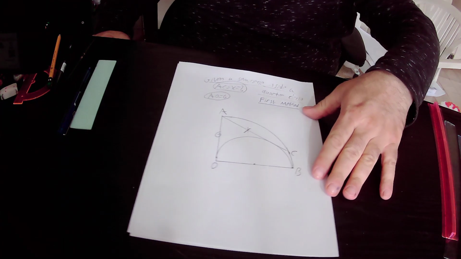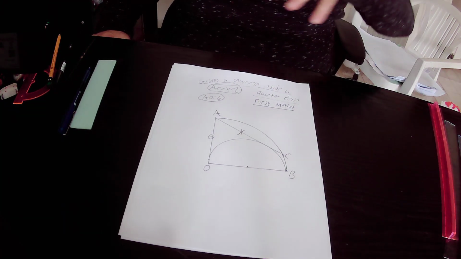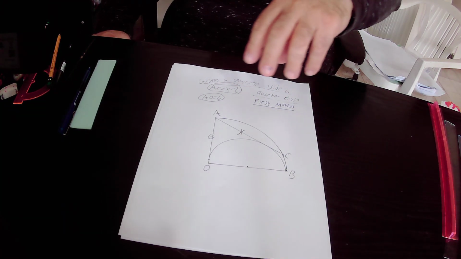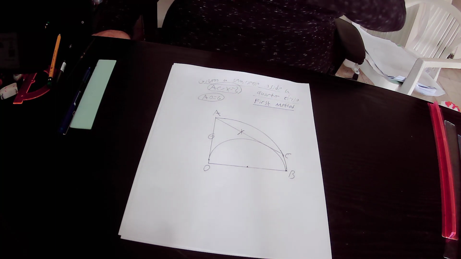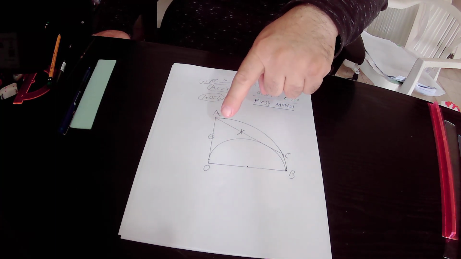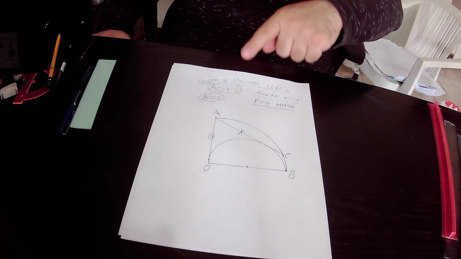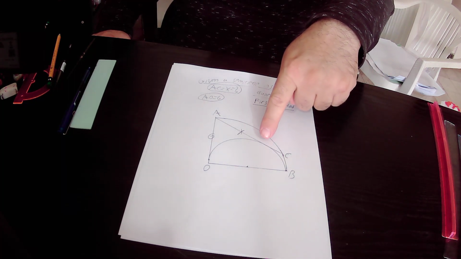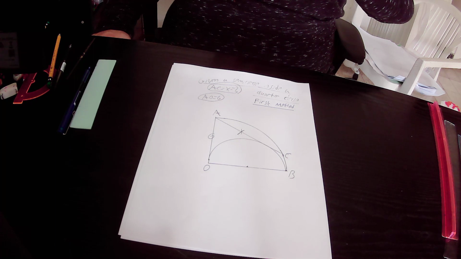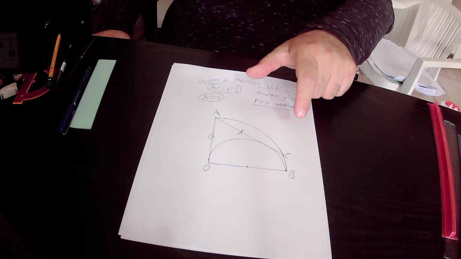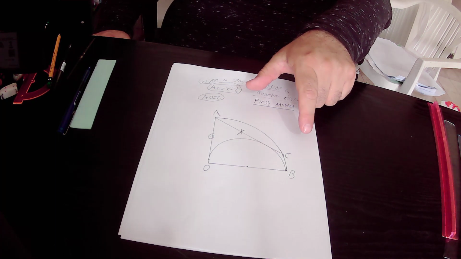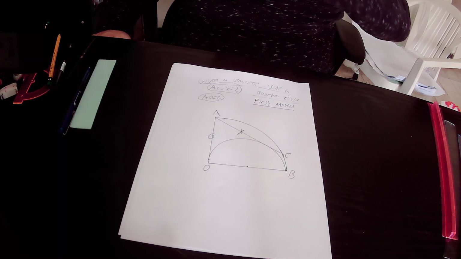Now, in this lecture, we will find out the length of line segment X using two different methods. In the drawing, we have a semicircle inside the quarter circle. Note that side AO equals 6 units. AC is tangent to the semicircle at this point. And we want to find the length of side AC, which is actually equal to X.